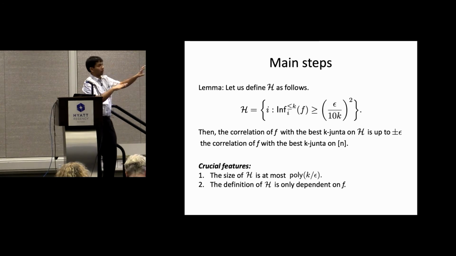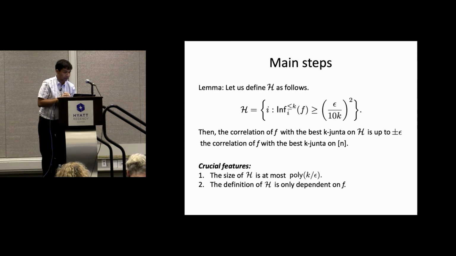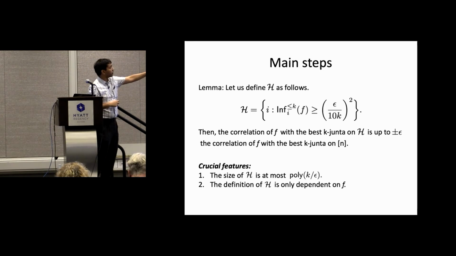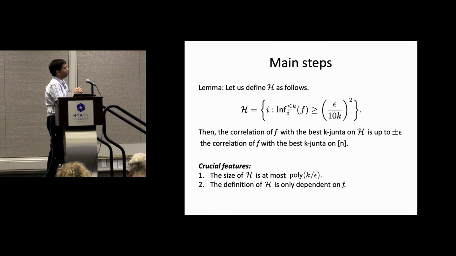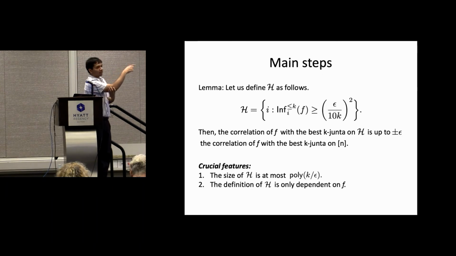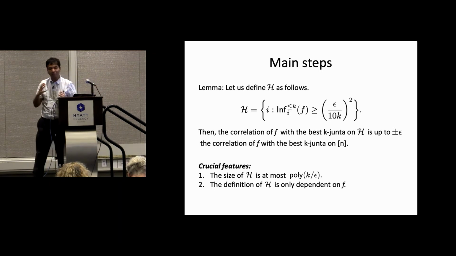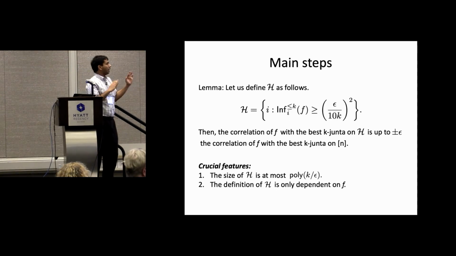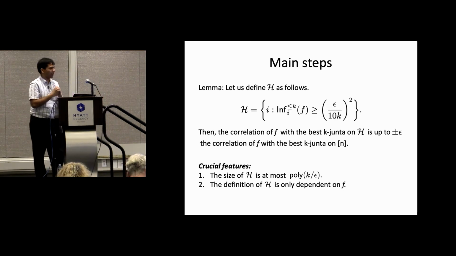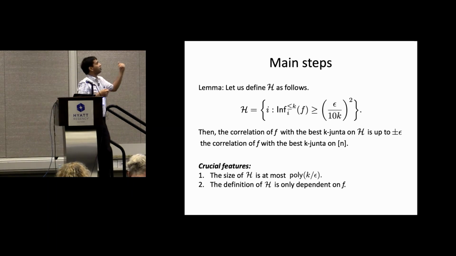This is just the Cauchy-Schwarz inequality and the definition of Fourier coefficients. The two important things I would like you to notice are, first, by the definition of Fourier coefficients, it easily follows that the size of this set H is not too large. It's at most poly k over epsilon. So it is not inconceivable that we can construct oracles for all the variables appearing in H. It is a small set. And secondly, even though we are interested in the best k junta G, which is what we are trying to figure out, the definition of H depends only on the function we have at our disposal, namely f. The problem is, again, we have defined this set, but it's not clear how we access any of the variables in this set.